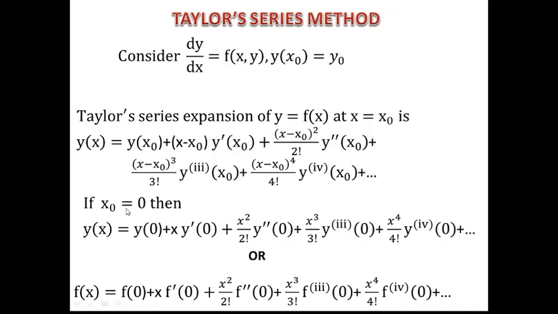Now, if x naught is 0, then this formula reduces to this form. As y is equal to f of x, sometimes the formula can also be written in this form. So, these are the various forms of the Taylor series expansion which we are going to use here. Remember, the Taylor series method is nothing but a single step method, and it is a power series method for solving the first order differential equation where the initial condition is given, that is, the initial value problem.